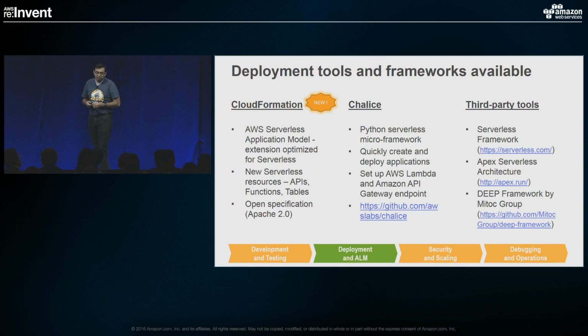In terms of tools and frameworks, we have lots of tools which we'd like to talk about. CloudFormation announced the new AWS Serverless Application Model, or AWS SAM, which provides new serverless resources such as APIs, functions, and tables in an open specification, which allows you to very easily and quickly deploy Lambda functions and deploy the whole serverless stack. Chalice is another AWS framework which does the same thing, which is a Python microservices framework. And you can quickly create and deploy applications using that framework. Or there are third-party tools which have provided a lot of value to our customers on how they can package and build these Lambda functions.